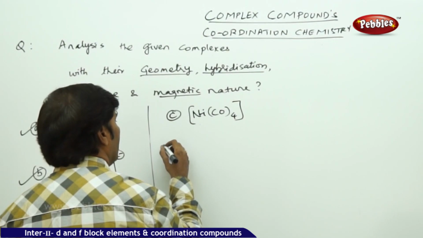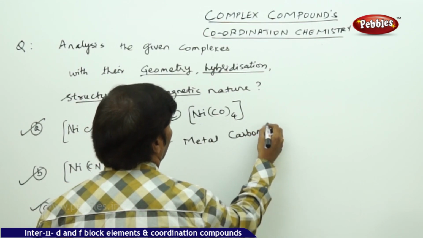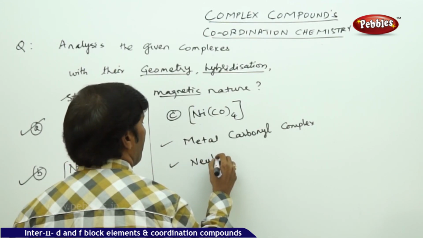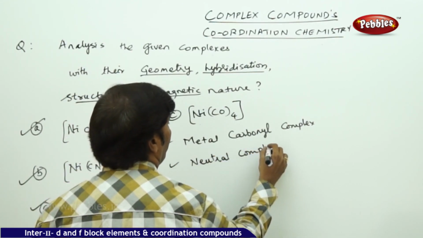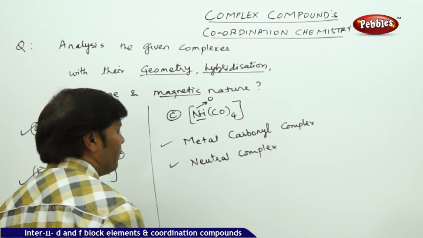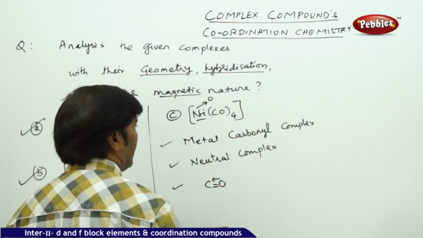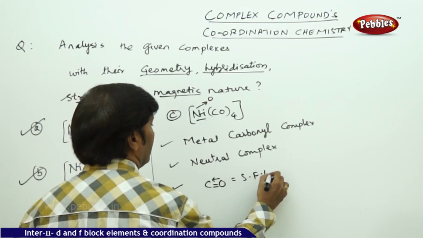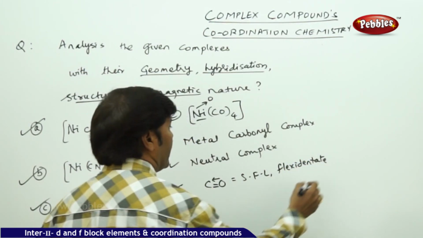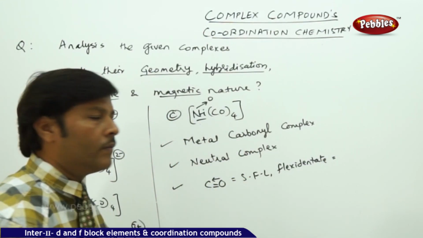If you go to the third case, that is nickel CO taken 4 times. Actually it is a metal carbonyl complex. It's a neutral complex. So therefore the oxidation state of nickel is 0. And here carbonyl is a strong field ligand, and definitely, let us assume, it is going to form an inner orbital complex.